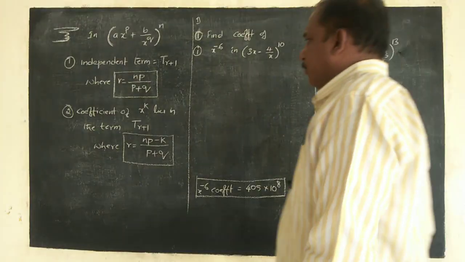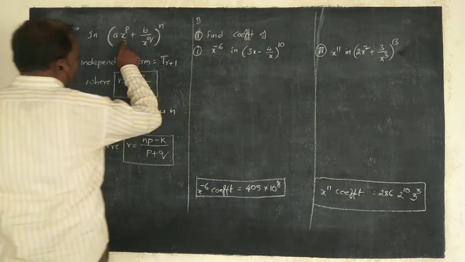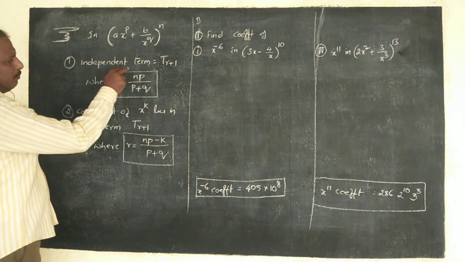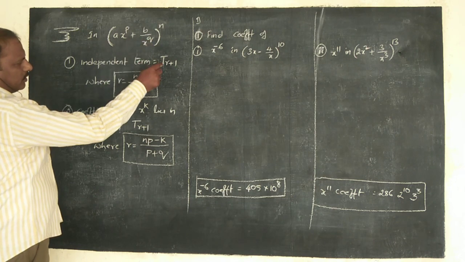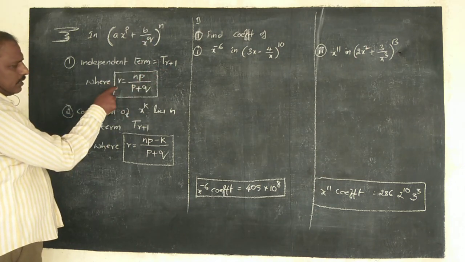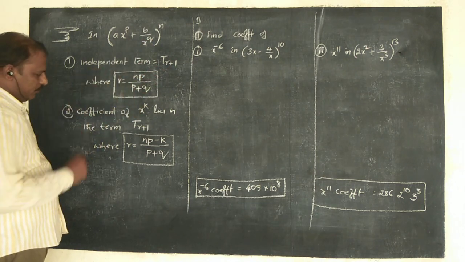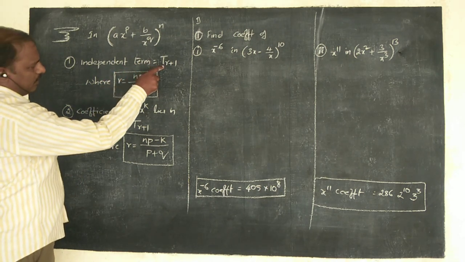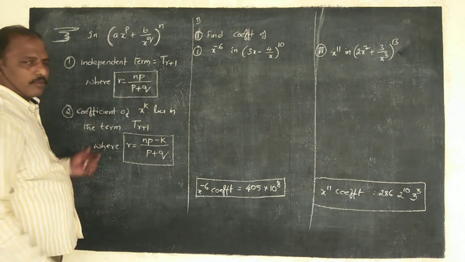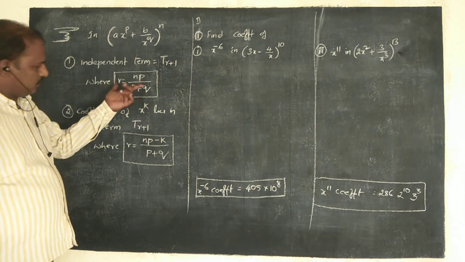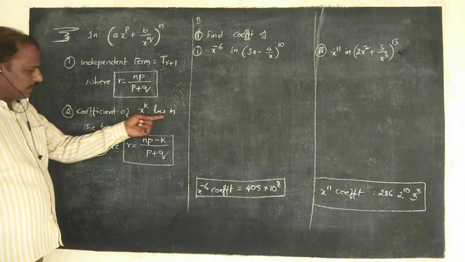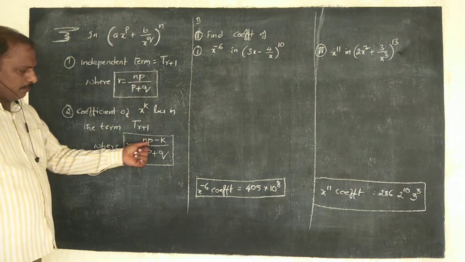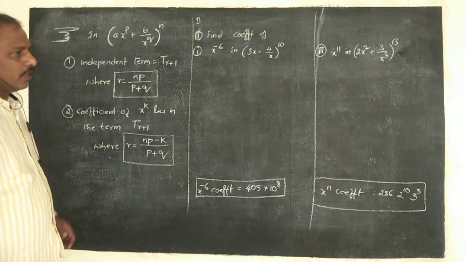Now look here. In (ax to the power of p plus b by x to the power of q) whole to the power of n, the independent term in this expansion will be T(r+1), where r is equal to np by p plus q. The r value can be calculated by writing T(r+1). You can do this. The coefficient of x power k lies in which term, meaning T(r+1)th term, where r is equal to (np minus k) by (p plus q).